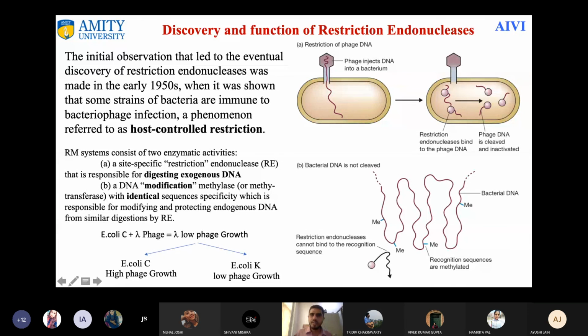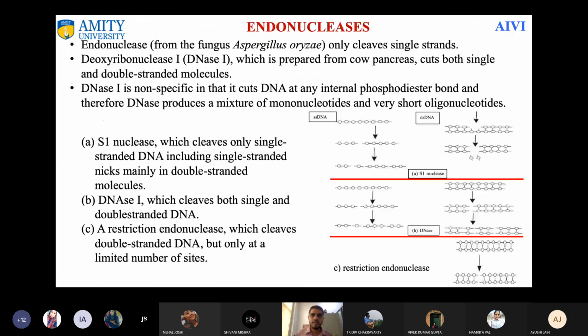Okay, so now we have a few more minutes. If you want to ask anything regarding today's lecture, you can ask. Any doubts or anything you need clarification on? Sir, can you give an example of a non-specific endonuclease? So these are examples, like DNase I. Okay, thank you, sir. Non-specific endonucleases.